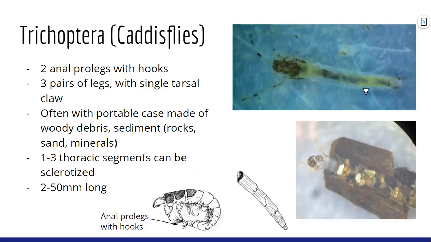They will sometimes be inside a casing that's made of woody debris or rocks and sand, and 1 to 3 of their thoracic segments, so these segments that are a part of their thorax, may be sclerotized. So you can see we've got 1 of them sclerotized here, and these 3 are sclerotized. It's important to note as well that if you encounter a casing that does not have anything in it, such as this one here, you do not count it.